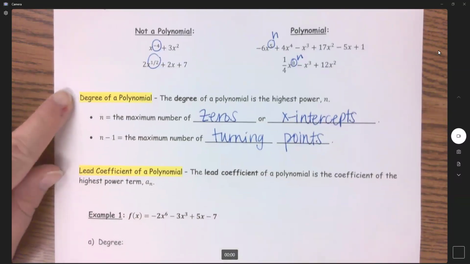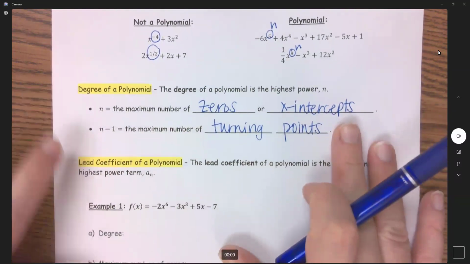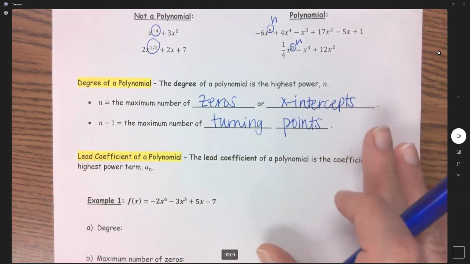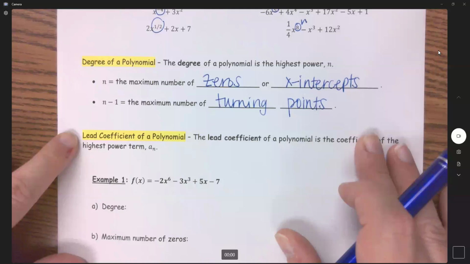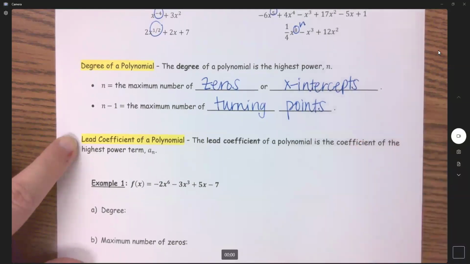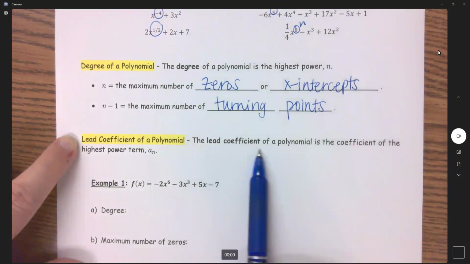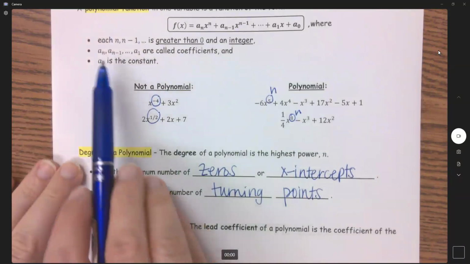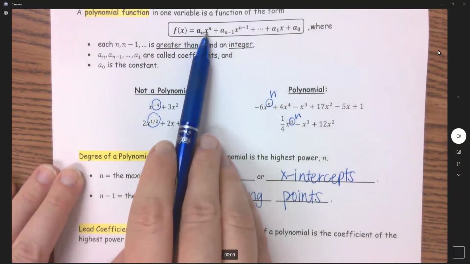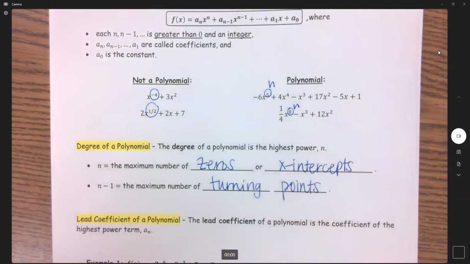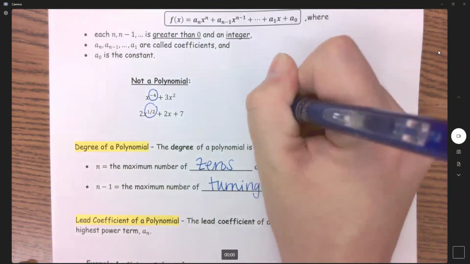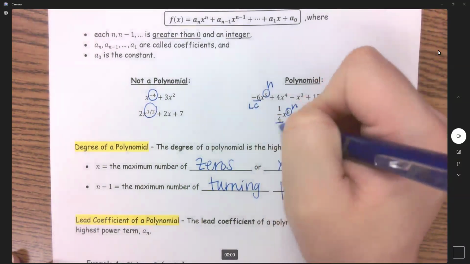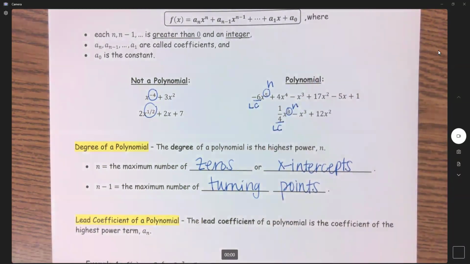Now, the degree of the polynomial is going to tell me a lot, obviously, these things here. It's also going to come into big play when we go over end behavior, which is going to be next video. Along with end behavior, we also need to look for the leading coefficient of a polynomial. And it says the leading coefficient of a polynomial is the coefficient of the highest power term, a sub n. So a sub n is always with that x to the n power. It should be that leading coefficient, or that leading number, right? So my leading coefficient is -6. Here, my leading coefficient would be 1/4.